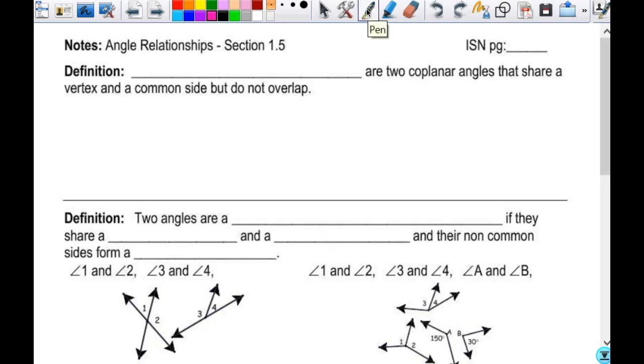Right, this is going on page 42 when we're done. So we talked a little bit about angles yesterday, about how to name them and read them and things like that. So we've got some relationships between angles that we're going to talk about today.